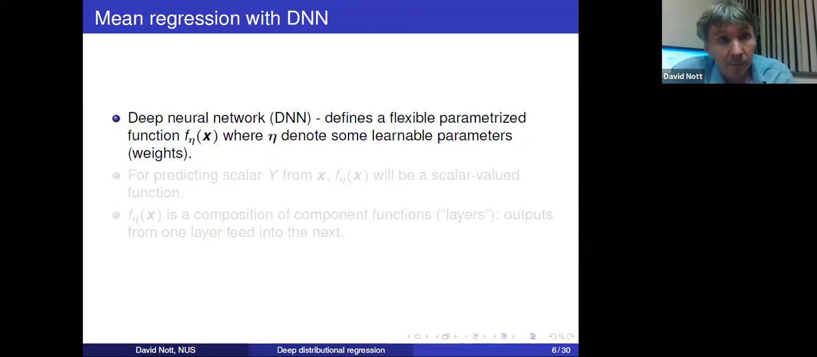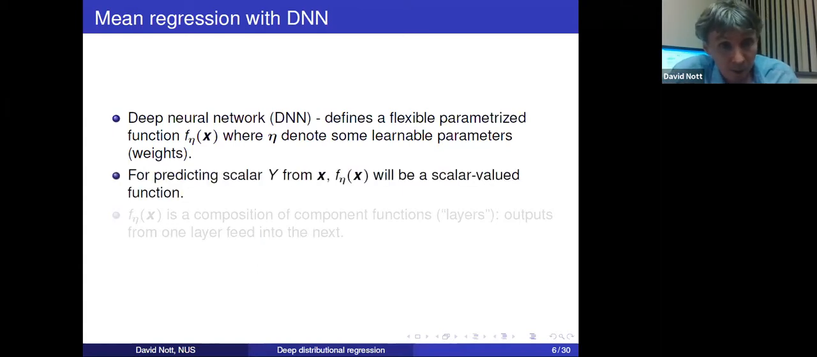Right, so now I don't know much about deep learning, but let me just give you a brief introduction to mean regression with deep neural networks. And then I'll talk about some of the ways that people are trying to improve uncertainty quantification in deep neural network regression models. And in a sense, our method is an addition to that literature. So a deep neural network is just a flexible parameterized function, f eta x, say. So eta are some learnable parameters called weights. X, of course, is the feature vector.